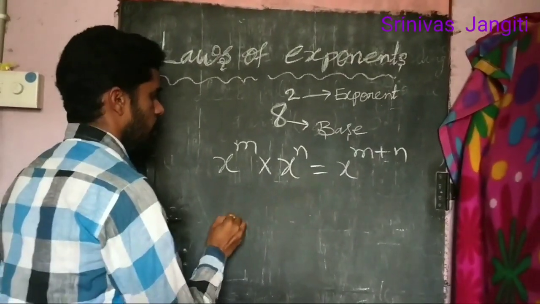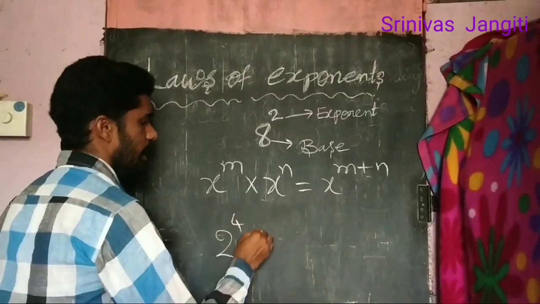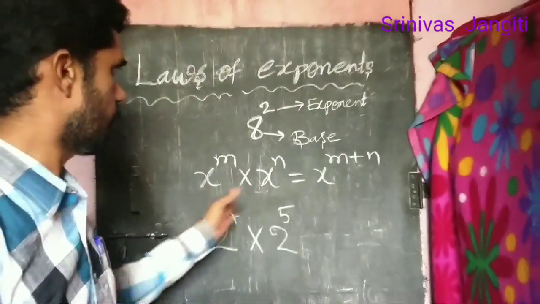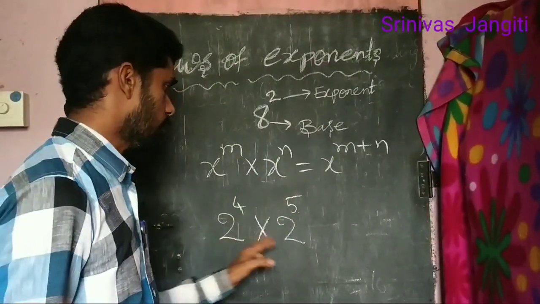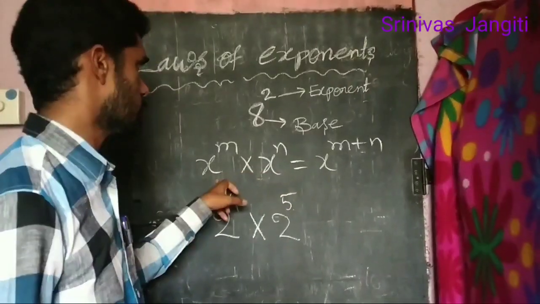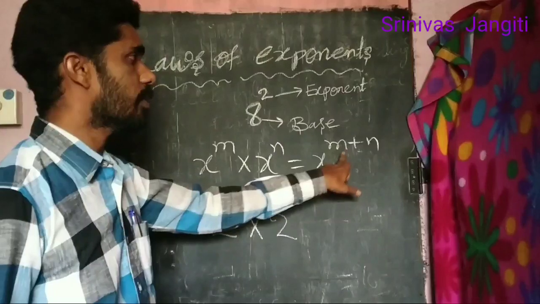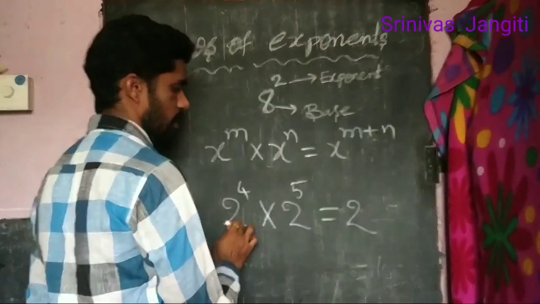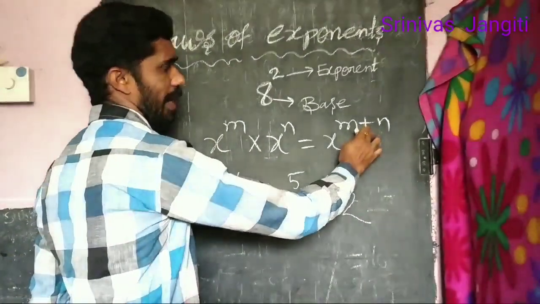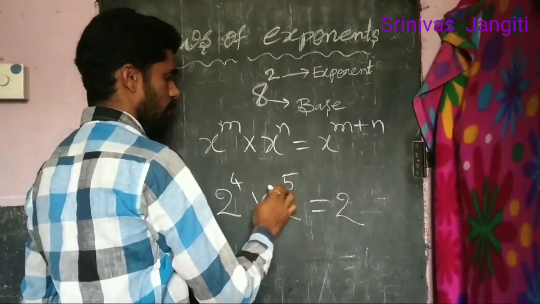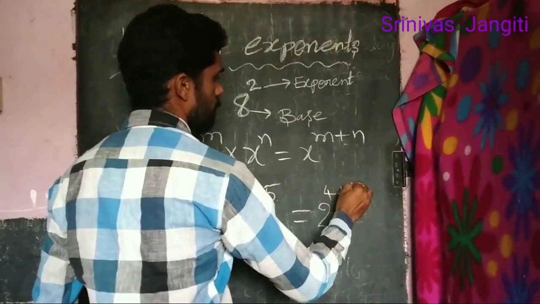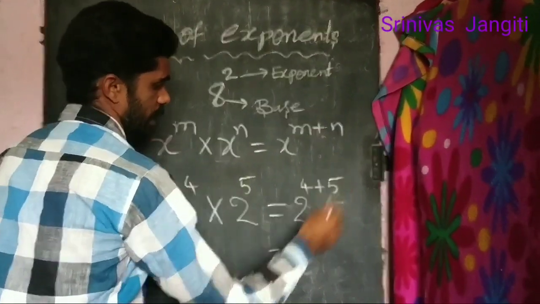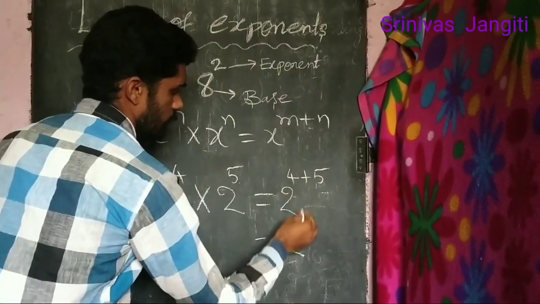Your example is 2 to the power of 4 into 2 to the power of 5. It looks like x to the power of m into x to the power of n. Then what is your result? Observe here: x to the power of m into x to the power of n is equal to x to the power of m plus n. The base is the same, here 2. Next, we add the exponents. The first one is 4, the second one is 5. So our result is 2 to the power of 4 plus 5, which is 2 to the power of 9.